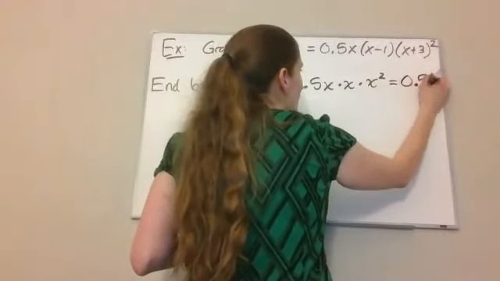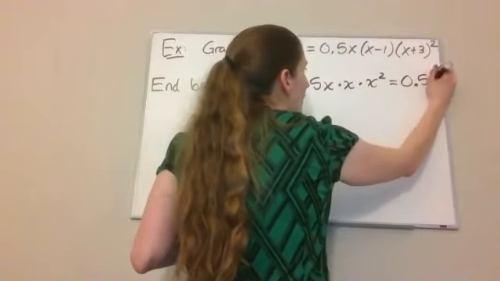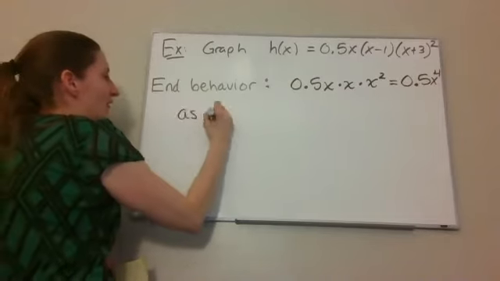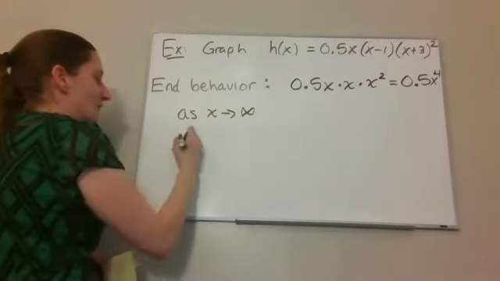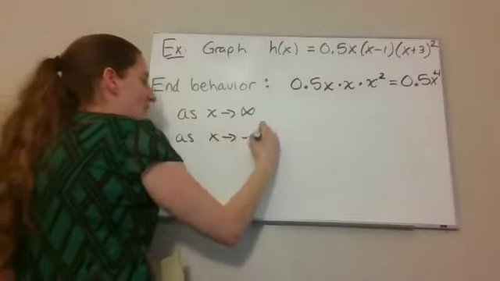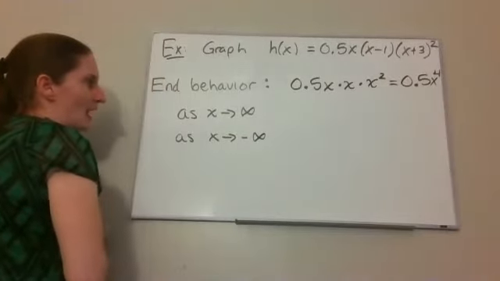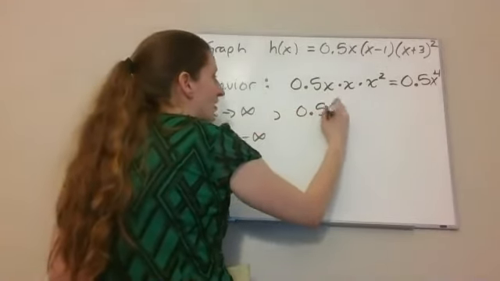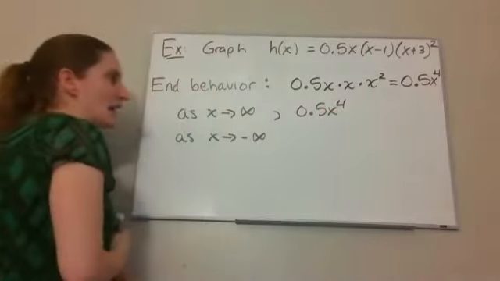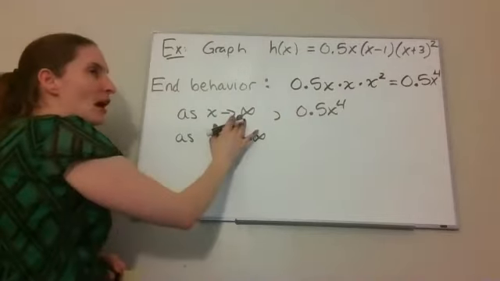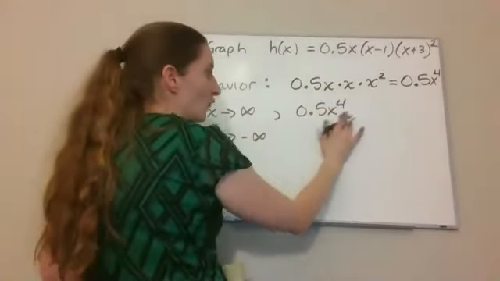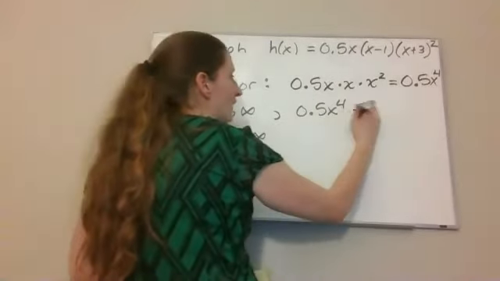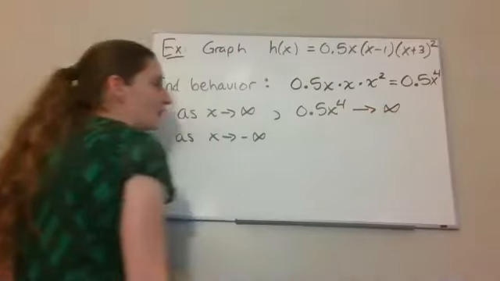So my leading term is 0.5x to the fourth power. So now I can look at what happens when x approaches positive infinity and negative infinity. As x approaches positive infinity, what happens to my function? Well, it's going to behave like that leading term. And when I plug in positive huge numbers, to the fourth power, it's still going to be a positive huge number, and it's multiplied by a positive. So it's going to positive infinity.